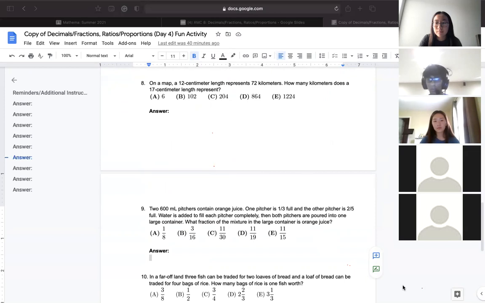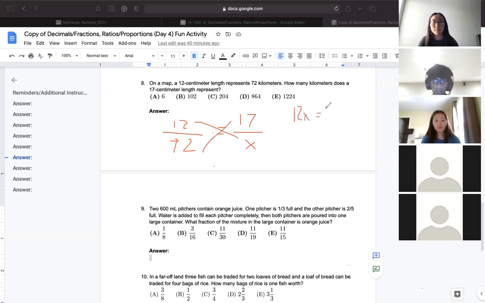And this one, you just, again, use the ratio, right? So 12 centimeters is going to represent 72 kilometers. And so the fraction 12 over 72 is going to be equal to 17 over x. And then you can cross multiply here and you get 12 times x is equal to 72 times 17. And then you divide on both sides by 12, which gives you 6 times 17, which is 102.